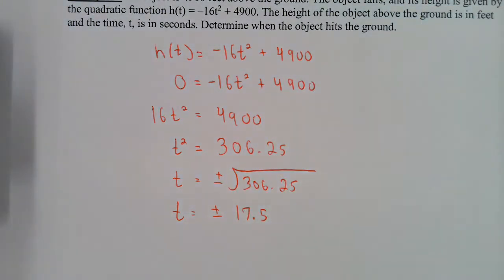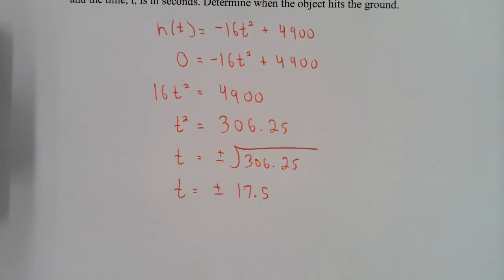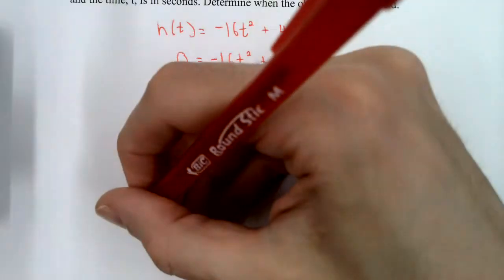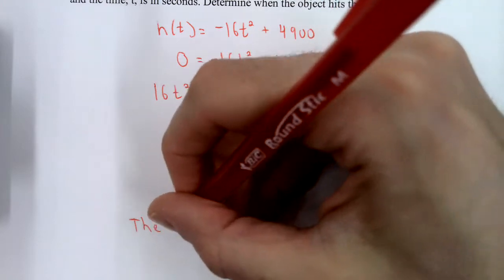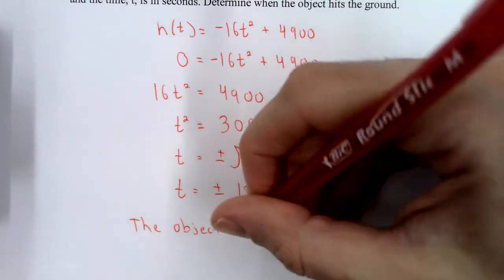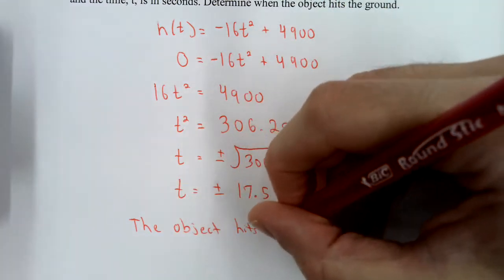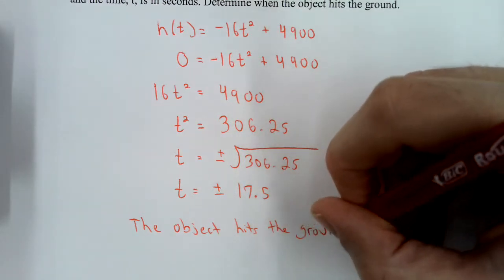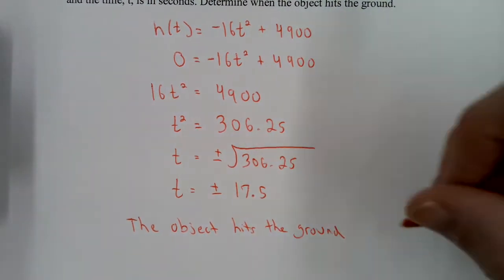Now let's think about this logically because this is a word problem. This is saying t equals positive 17.5 and t equals negative 17.5. You cannot have a negative time, so the answer will be just the positive number. The object hits the ground in 17.5 seconds.